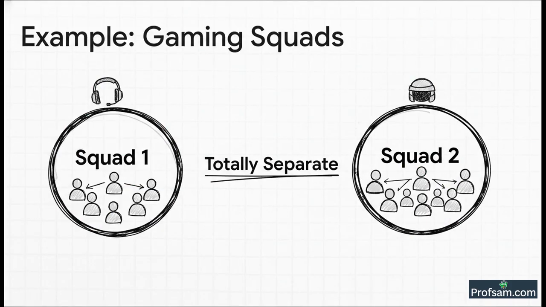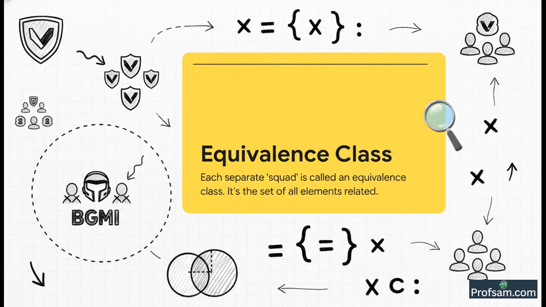For instance, imagine the relation is "plays the same online game as." This relation will automatically sort all your friends. All the Valorant players go into one group, all the BGMI players into another. These 2 groups are totally separate. You're either in the Valorant squad or the BGMI squad, but you can't be in both. And in math, each of these separate squads has a formal name. Each one is called an equivalence class. So in our example, the Valorant players group is one equivalence class, and the BGMI players group is another. It's just the proper math term for one of these perfect squads.